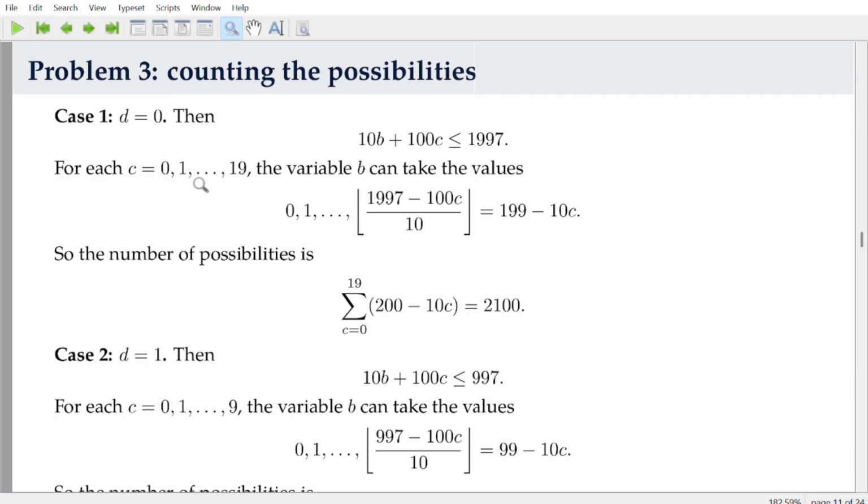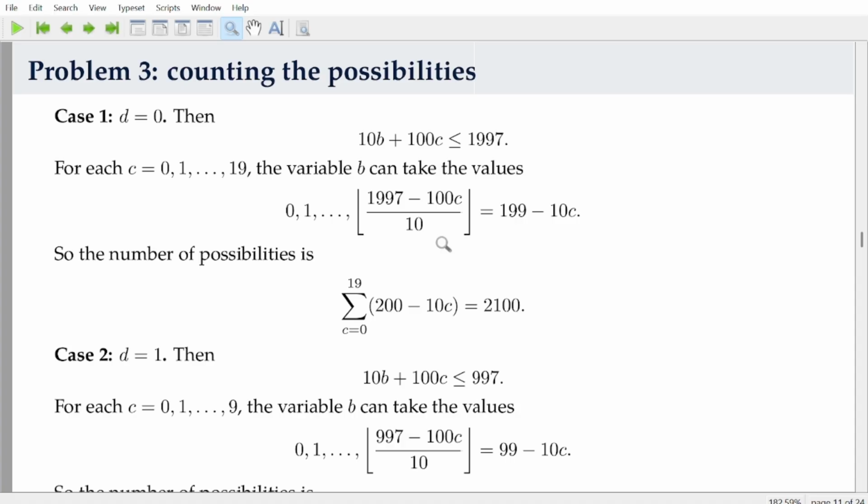So for each value of c between 0 and 19, b can take any value from 0 up to the floor of (1997 minus 100c) divided by 10, which is just going to be 199 minus 10c. You can reason through that logically. If c is 0, then you get 199.7. The floor of that, rounding it down, is 199. So the largest value of b when c is equal to 0 is 199, which makes sense because if it was 200, then you get 2000 on the left-hand side, which is not less than or equal to 1997. So that makes sense.